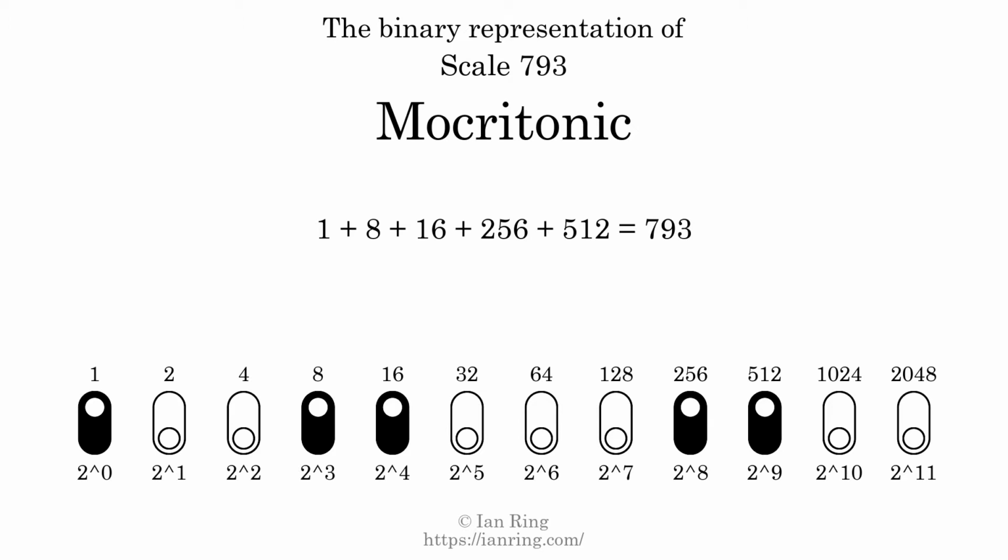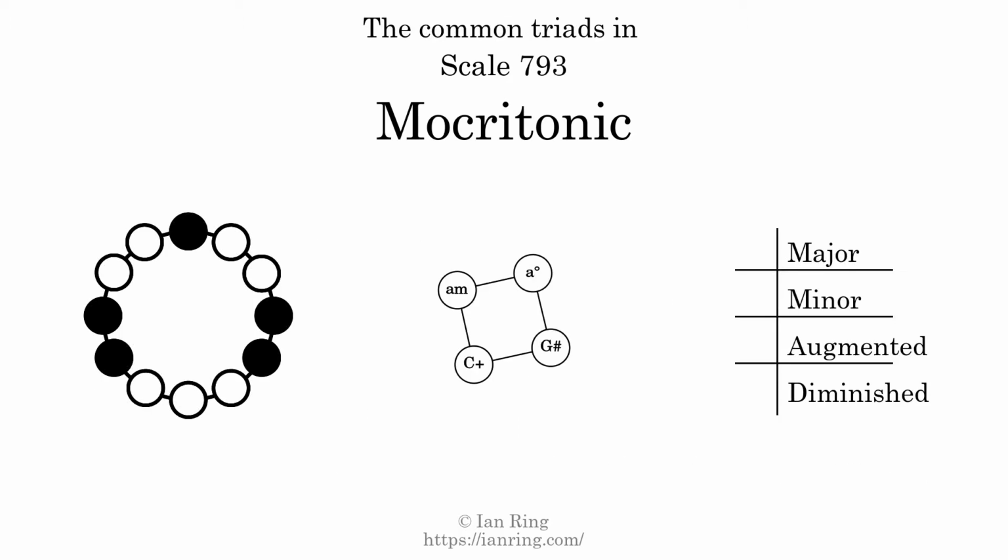The scale number not only enumerates the scale with a unique index, but it also literally describes the tonal content of the scale. Represented as a binary number in base 2, the scale number is 001100001101. Here are the common triads present in this scale.